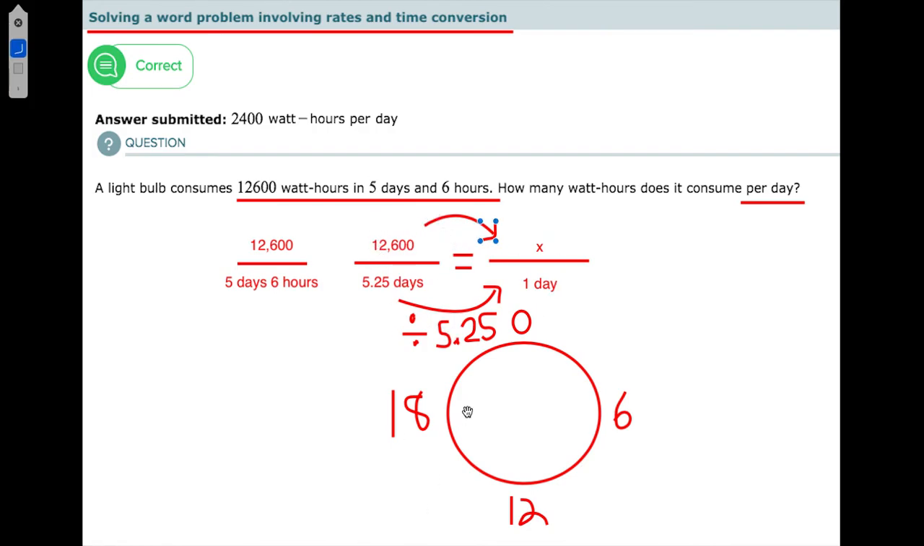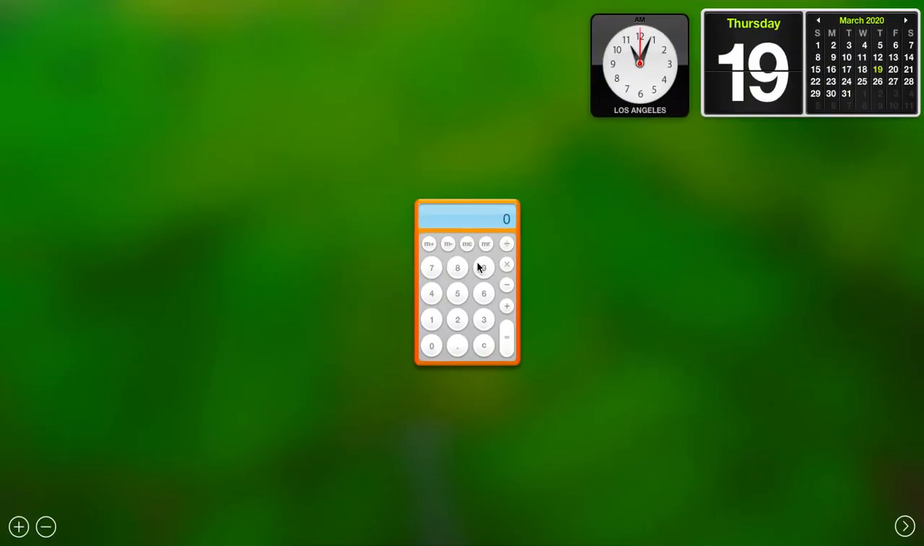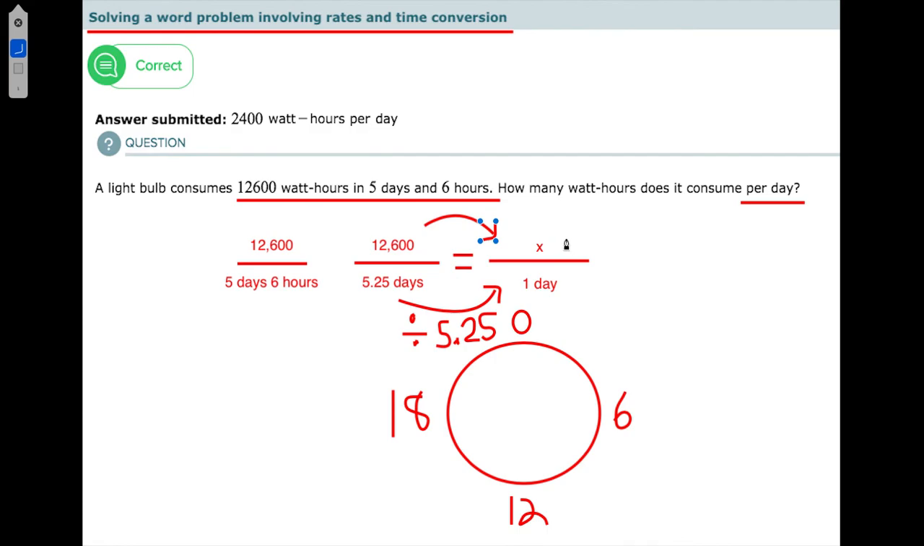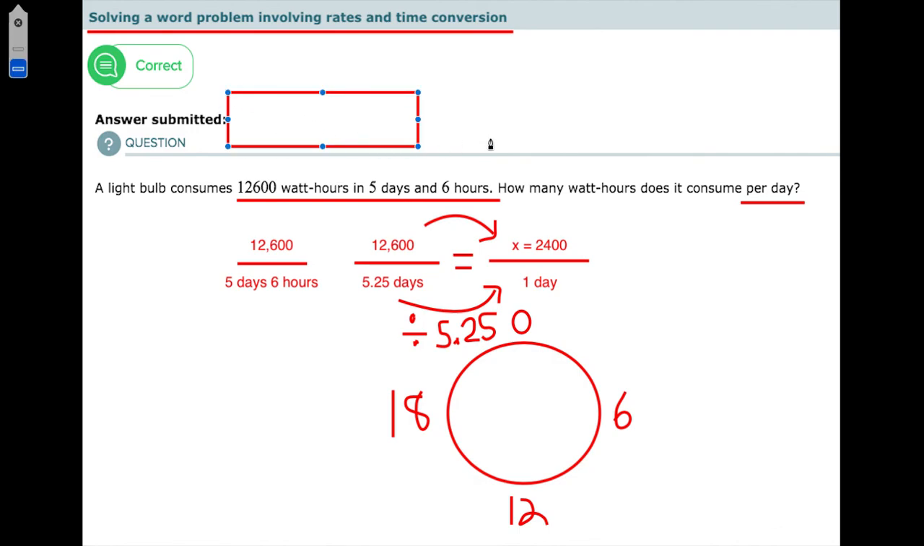So let's go ahead and do that together. 12,600 divided by 5.25 equals 2,400. So x must be equal to 2,400. And that would make sense, because if in 5.25 days we had about 12,000, divide this by about 5, you should get somewhere a little bit over 2,000, which is what we got. And there's our answer, 2,400 watt hours per day.